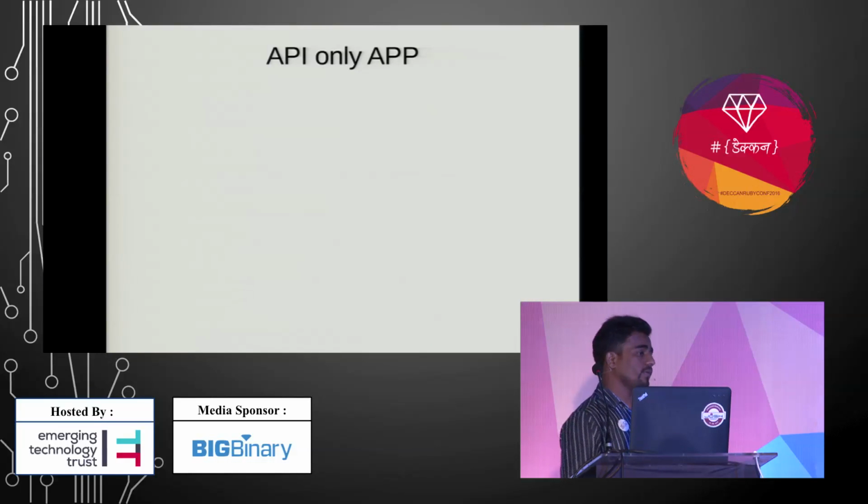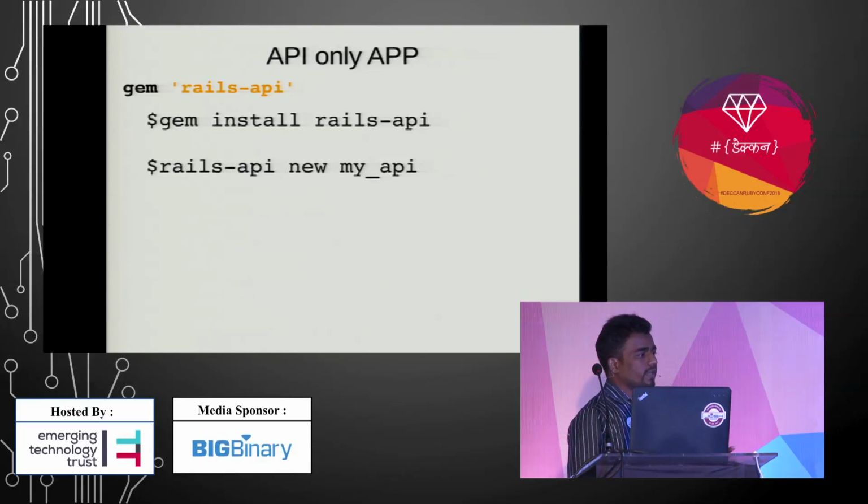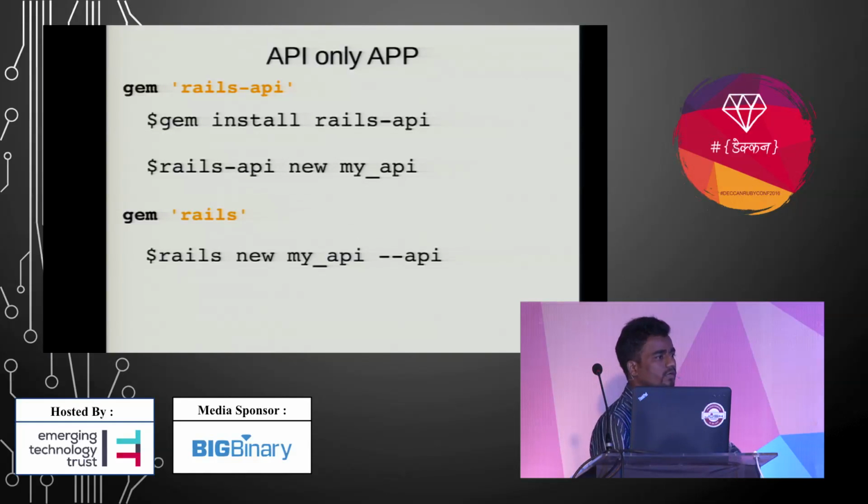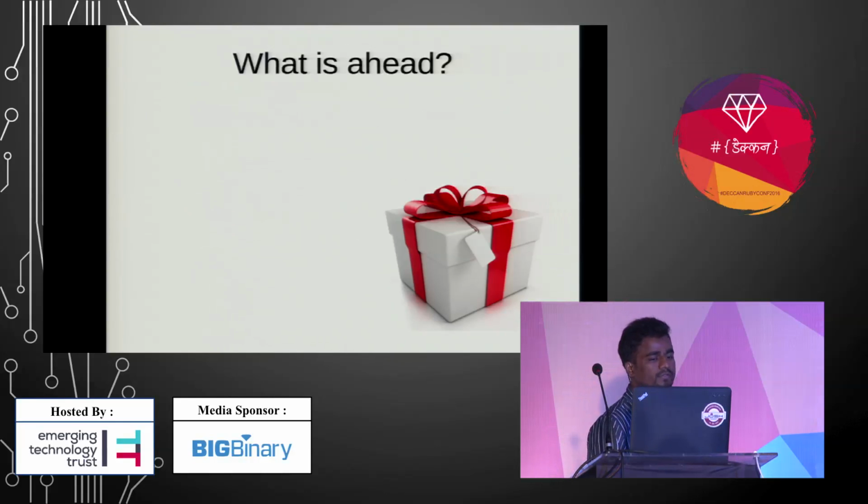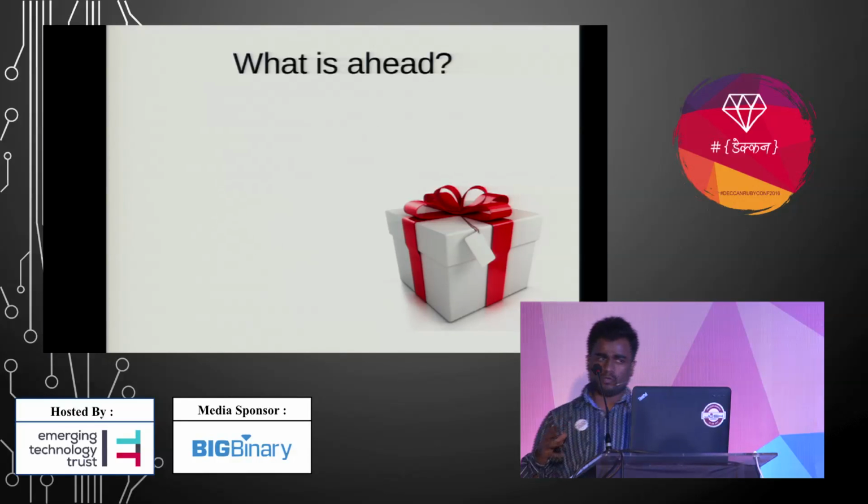So how to develop an API-only app? The first is with the Rails API gem, with the rails-new command, and with Rails 5, just use our traditional rails new command, but with the --api option. Once you have an API-only application, the next thing you want is to make your APIs feature rich.